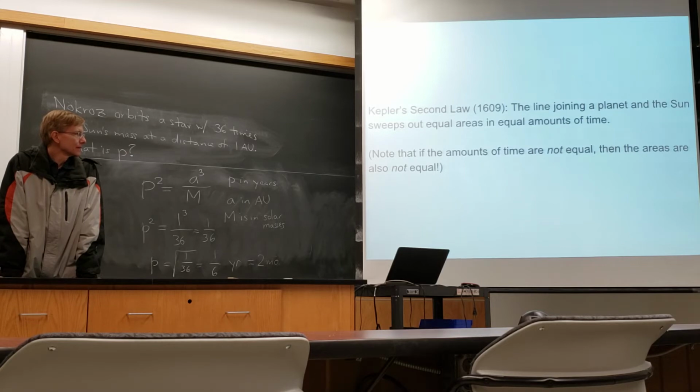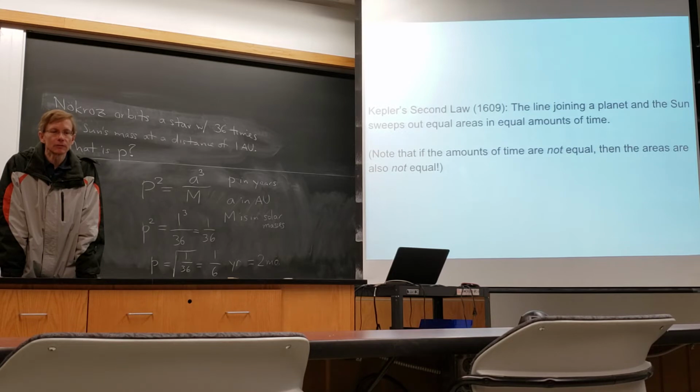And I always emphasize that you gotta say the whole thing. It's not that the line joining a planet and the sun always sweeps out equal areas, or that the time is always equal. That would make no sense whatsoever. If between 2 points in the orbit, the area was 3 times as big as between 2 other points in the orbit, how do the times compare?